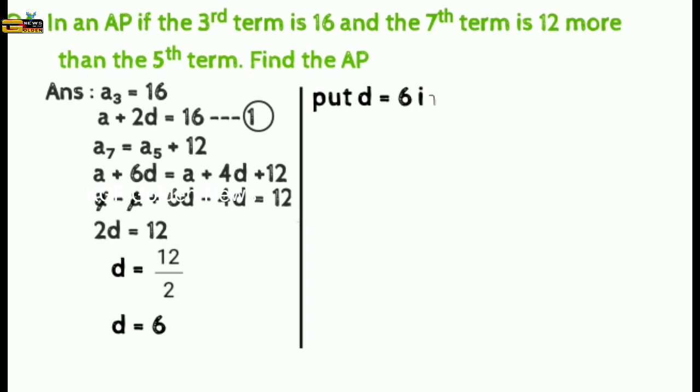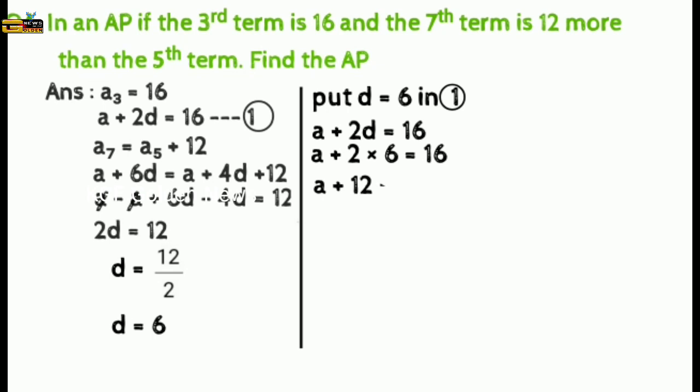Now, substituting D equals 6 in equation number 1, we get A plus 2D equals 16. A plus 2 into 6 equals 16. Now, A plus 12 equals 16. Bringing 12 to the other side, we get A equals 16 minus 12. Therefore, A value is 4.